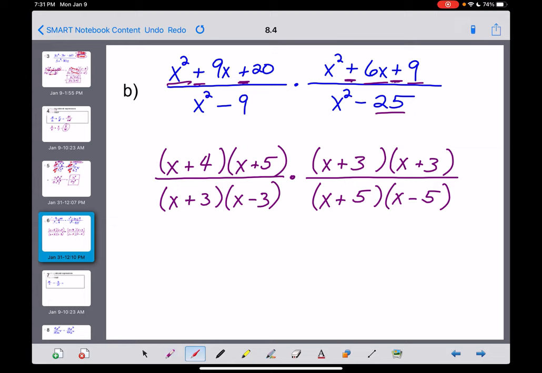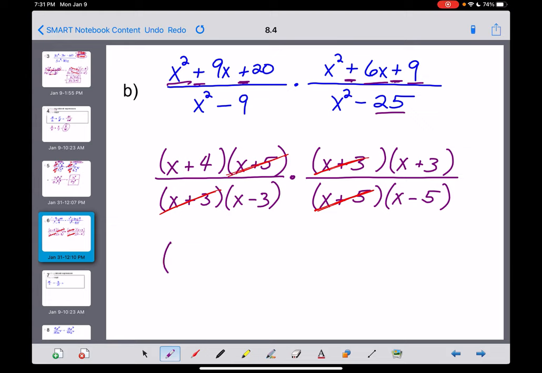And now, what can we cancel? Identical factors on both the numerator and the denominator cancel out. So what do we see? An x plus 5 on the top here and an x plus 5 on the bottom here. Okay, got it. What else? I see an x plus 3 on top and an x plus 3 on bottom. Got it. And that looks like it. I don't think there's anything else right here that are identical factors on the top and bottom.